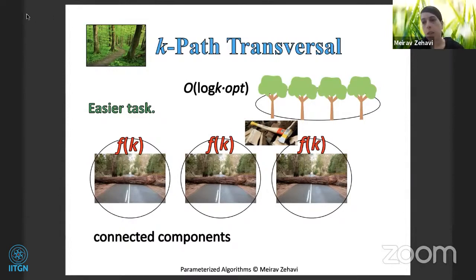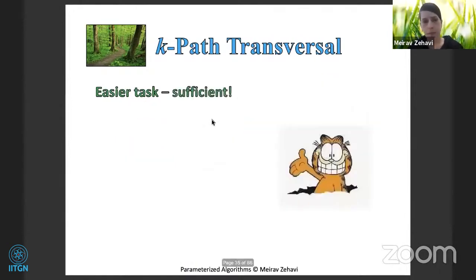So why do we care about this easier task? Is it really easier? This is what we are going to show now: if we are able to find a set of size at most order log k times opt, such that in each one of the connected components the solution size is f of k, then I will show you how we can be done. And then in the rest of the talk, we can focus on finding this set of size order log k times opt, which doesn't solve the problem, but just says that in each one of the connected components the solution is small. Okay, so let's see why, if we get to this situation, we are done. So let's see why this easier task is sufficient.